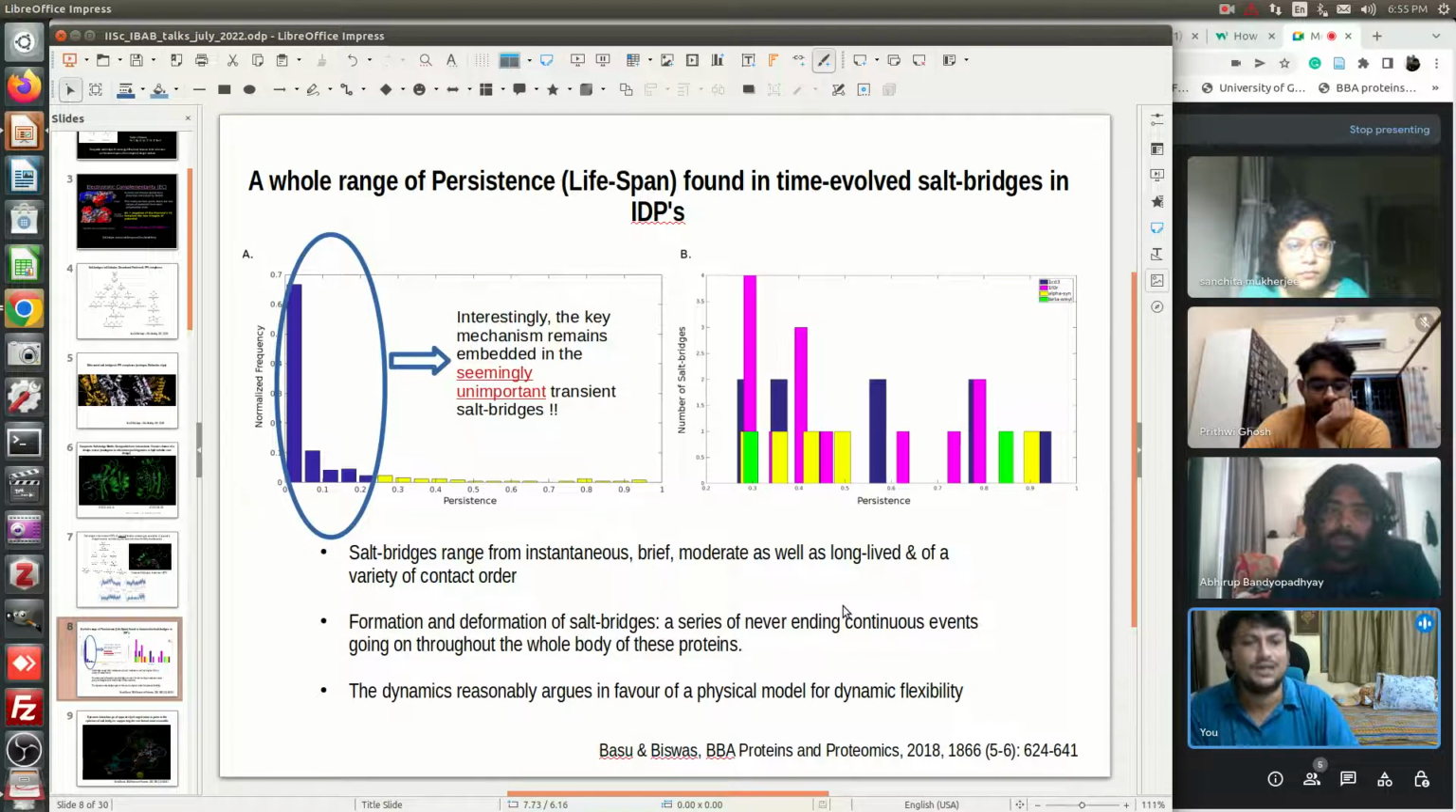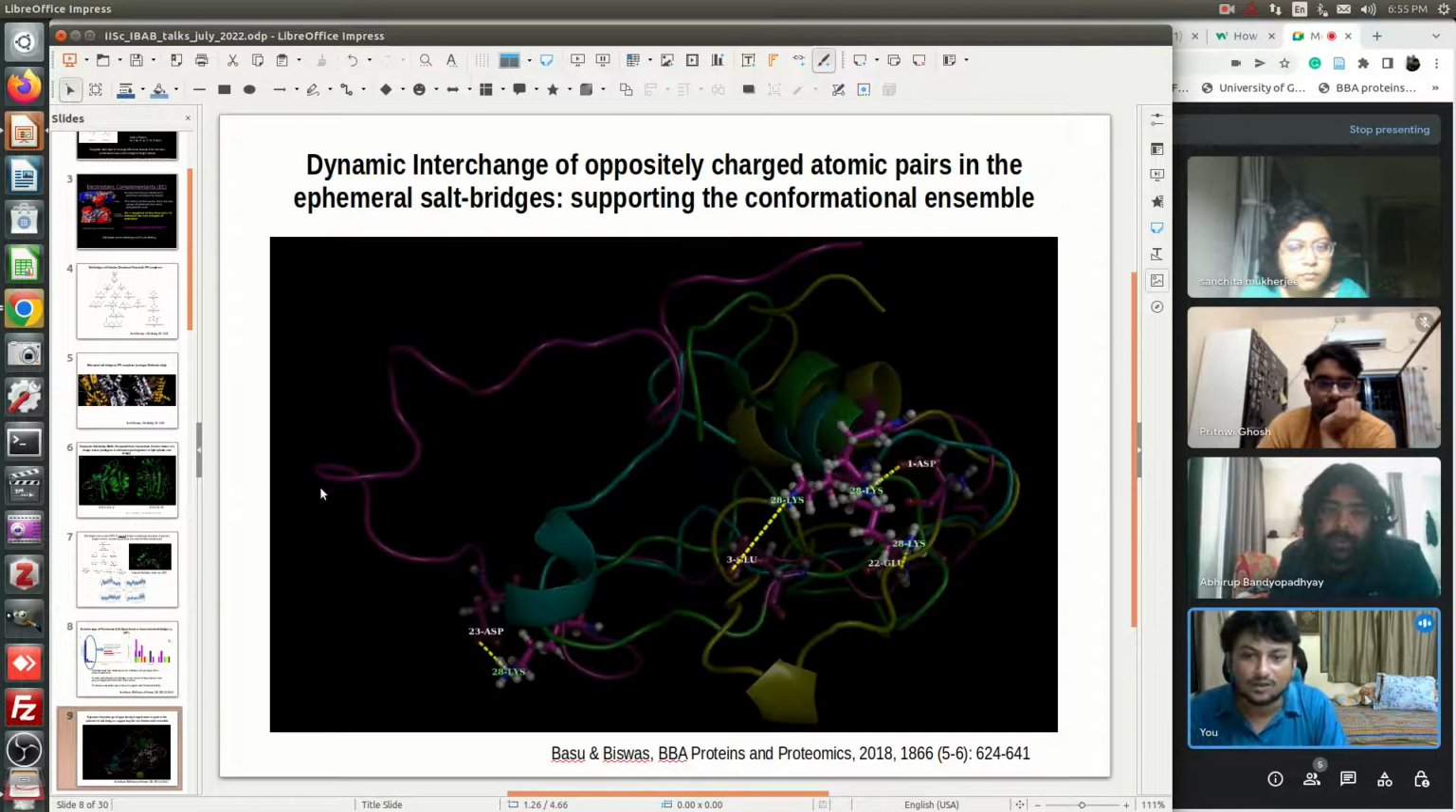Usually such a tail may seem unimportant, and people do not pay much focus on that. But in our study, this is where we found where the mystery lies. When we picked up this tail and mapped the salt bridges, and looked at the individual charged residues independently, what is actually happening in context of these ephemeral salt bridges is that they are constantly changing partners.